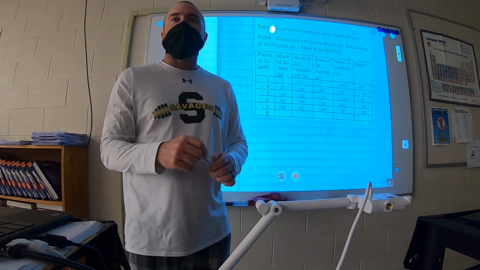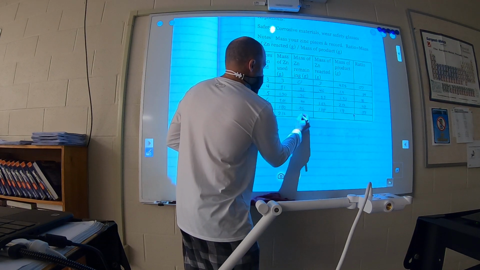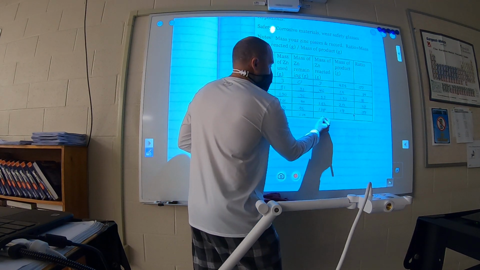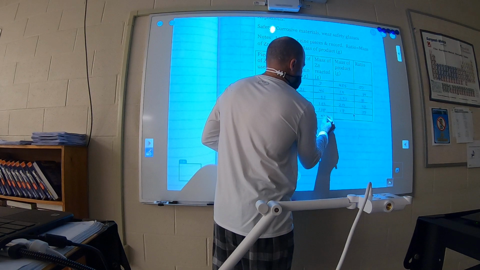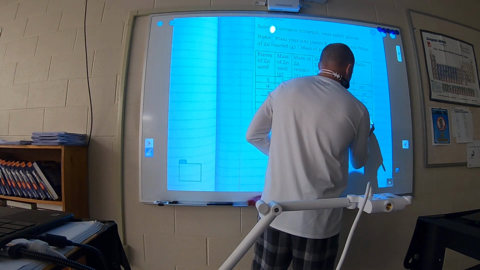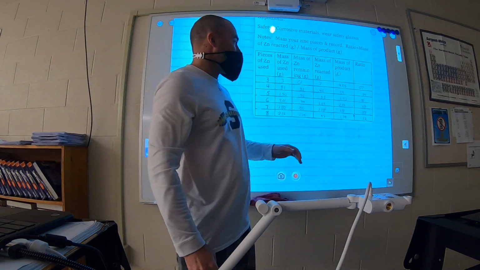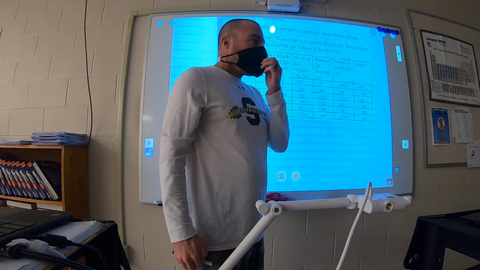Okay, and then 8 pieces of zinc. We had 2.12. All right. 1.19, 0.93, 1.79, and 0.52. Okay, good. So have all those numbers written in your comp book, all that data.